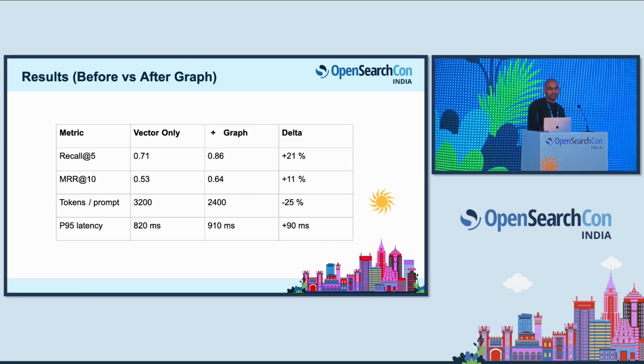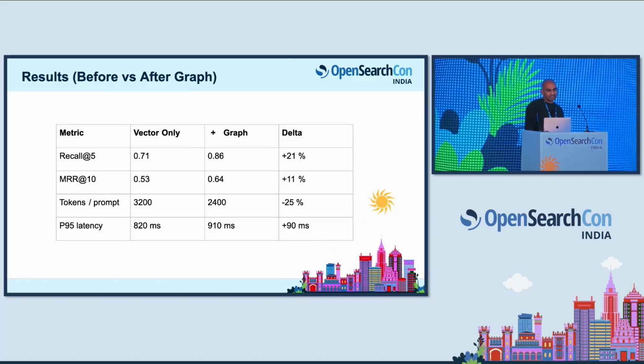Now, these are some of the effects of the changes which we are talking about. If you talk about the recall, previously it was 0.71 using only the vector database, but with the graph it is a bit better, like 0.86. So it results in a delta increase of 21%, which is good. And the mean response time is 0.53, and with the graph it increases to 0.64, which is a plus 11% increase.